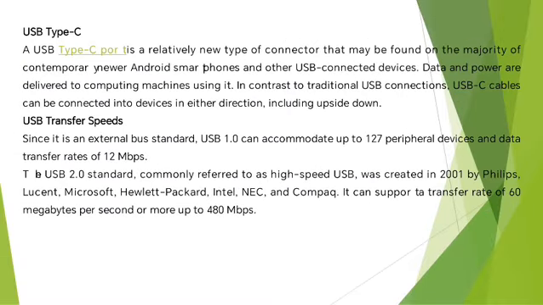USB Type-C is a relatively new type of connector that may be found on the majority of contemporary Android smartphones and other USB-connected devices. Data and power are delivered to computing machines using it. In contrast to traditional USB connections, USB-C cables can be plugged into devices in either direction, including upside down.